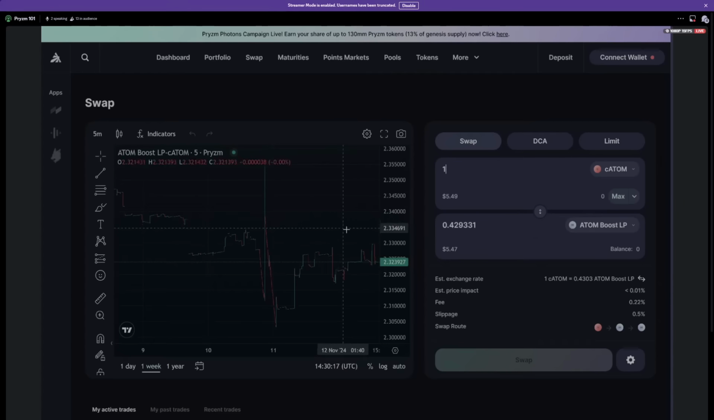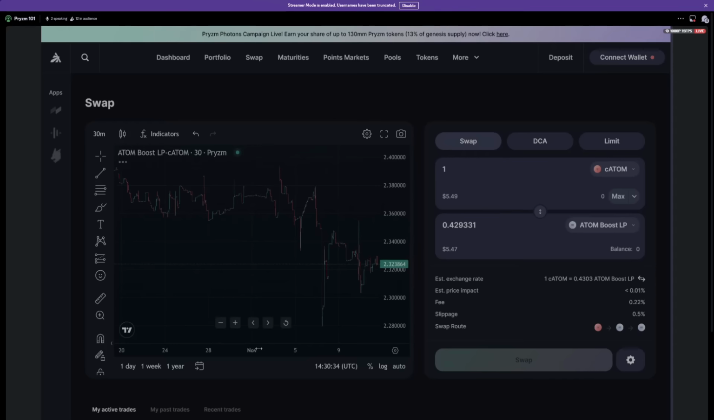And you can see here that the price of it is 2.3. It did get down as low as 0.3, so you can leave a limit order if you want, or you can slowly DCA. If I change the chart to the 30-minute chart, it gives you a bit more perspective.